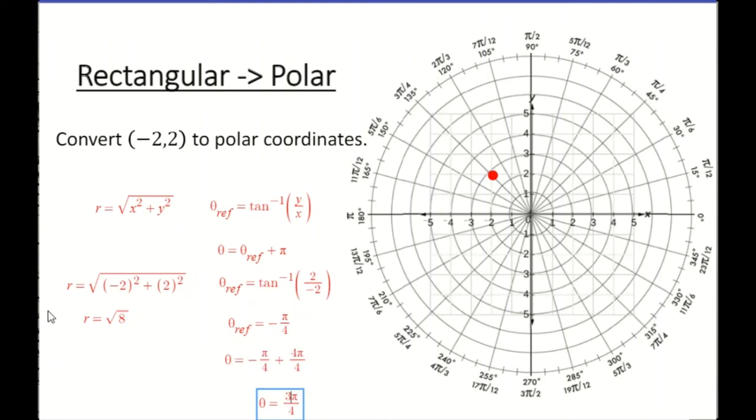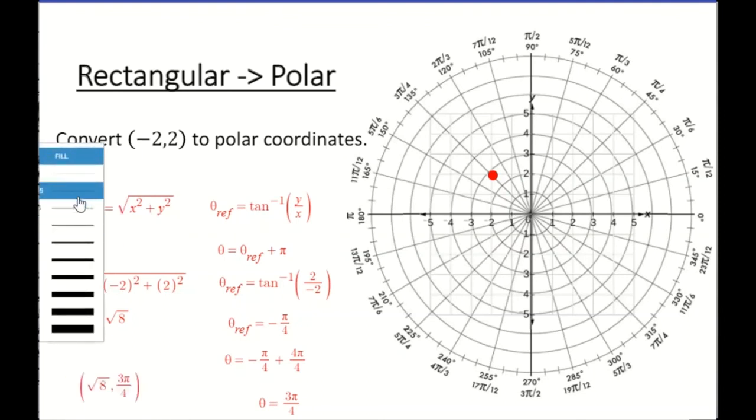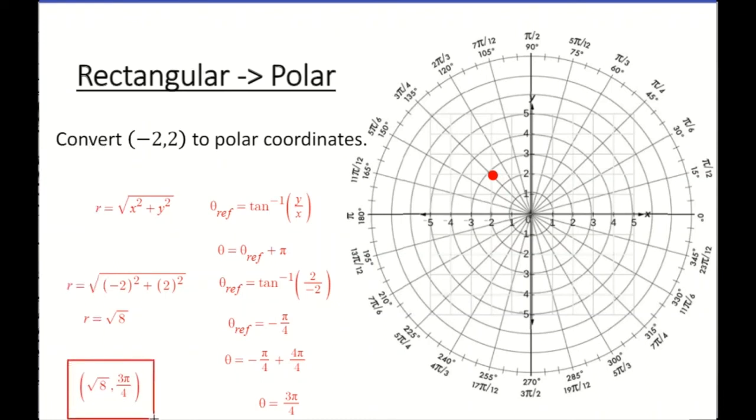So I've located my coordinate. It's going to be root 8, comma, 3 pi over 4. And that is the coordinate in polar form that is at the same location as -2, comma 2 in rectangular form. So that's it for today. Be careful when you're trying to do that reference angle. That can be a little tricky.